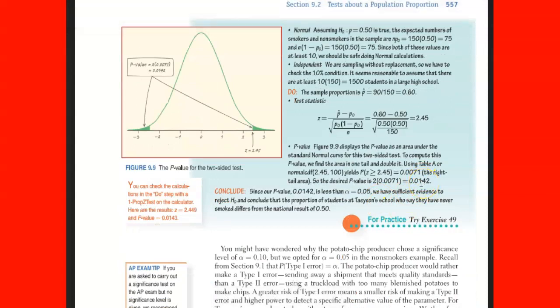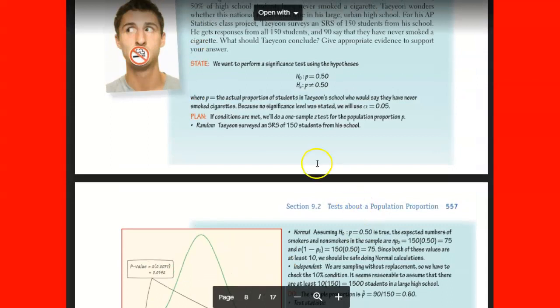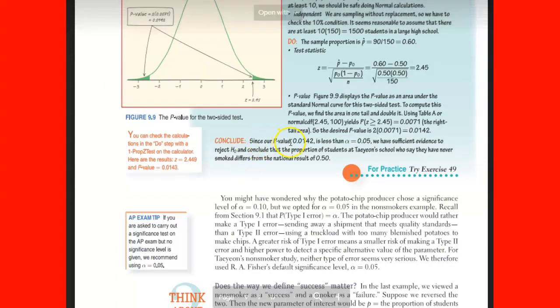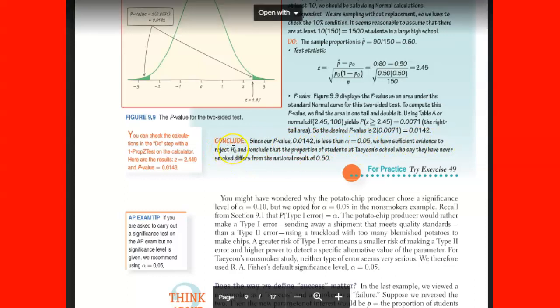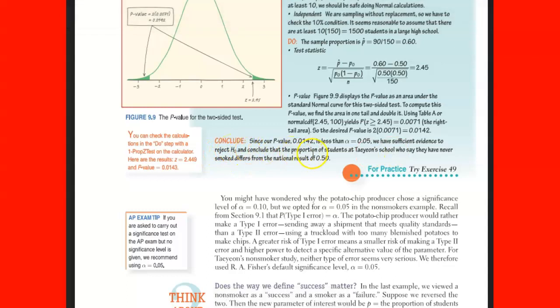And if the p is low, we need to do one thing. If the p is low, we reject the null hypothesis and we say, I have evidence in favor of the alternate hypothesis that p really isn't 0.5. As Darren says it here, since our p-value is low compared to 0.05, we have evidence to reject the null hypothesis and conclude that the proportion in Taeyeon's school who say they have never smoked is different from the national result. We have evidence in support of the alternate hypothesis.